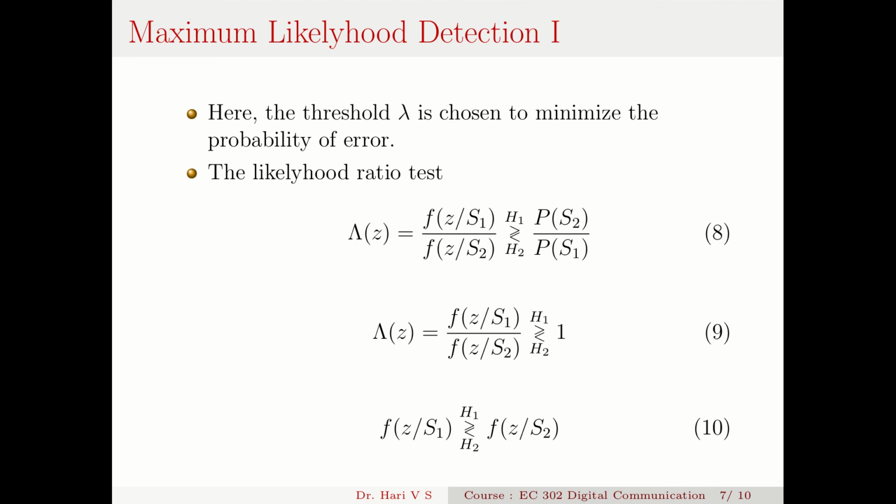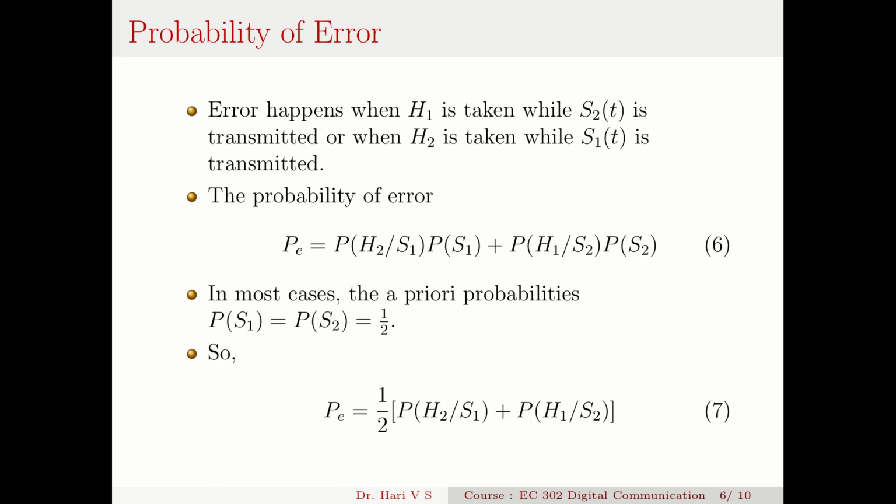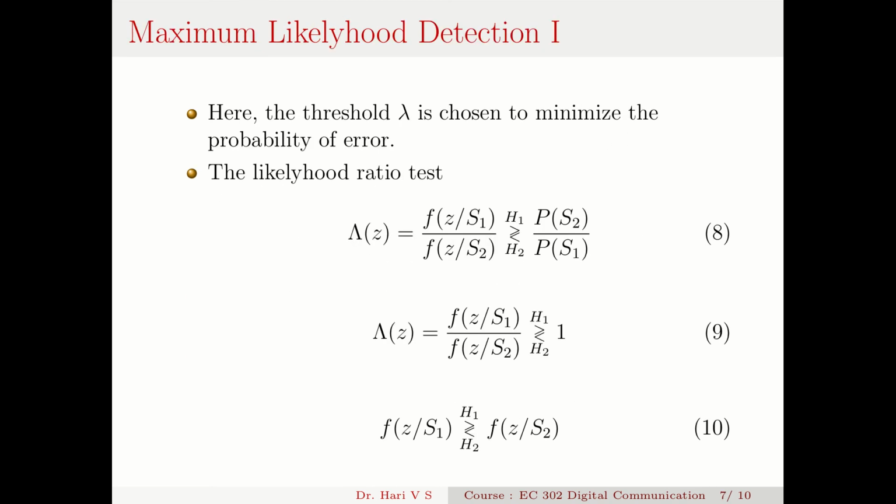Now, when we come to the maximum likelihood detection, here what we do is we maximize the ratio of likelihoods to find this threshold. So the threshold lambda is chosen to minimize the probability of error. Earlier we have seen the probability of error; the maximum likelihood detection method minimizes the probability of error. These are all optimum receivers. So what it optimizes here is the minimization of probability of error.